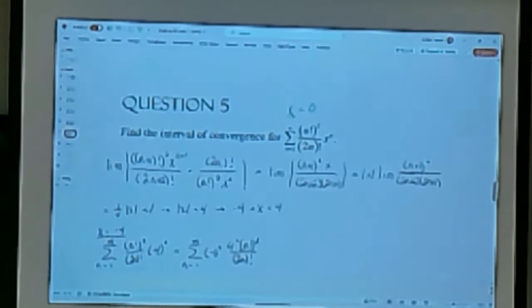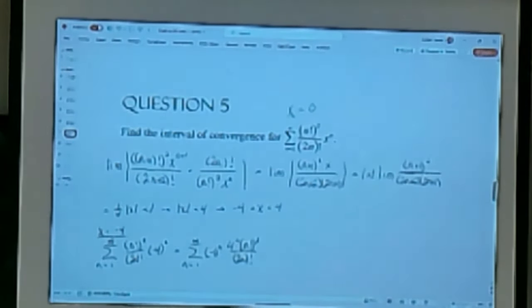You could graph it. That requires technology. You could also use a calculator to evaluate the limit. Again, that requires technology. Or you can just examine it. Look at just this term here: 4 to the n times n factorial squared all over 2n factorial.